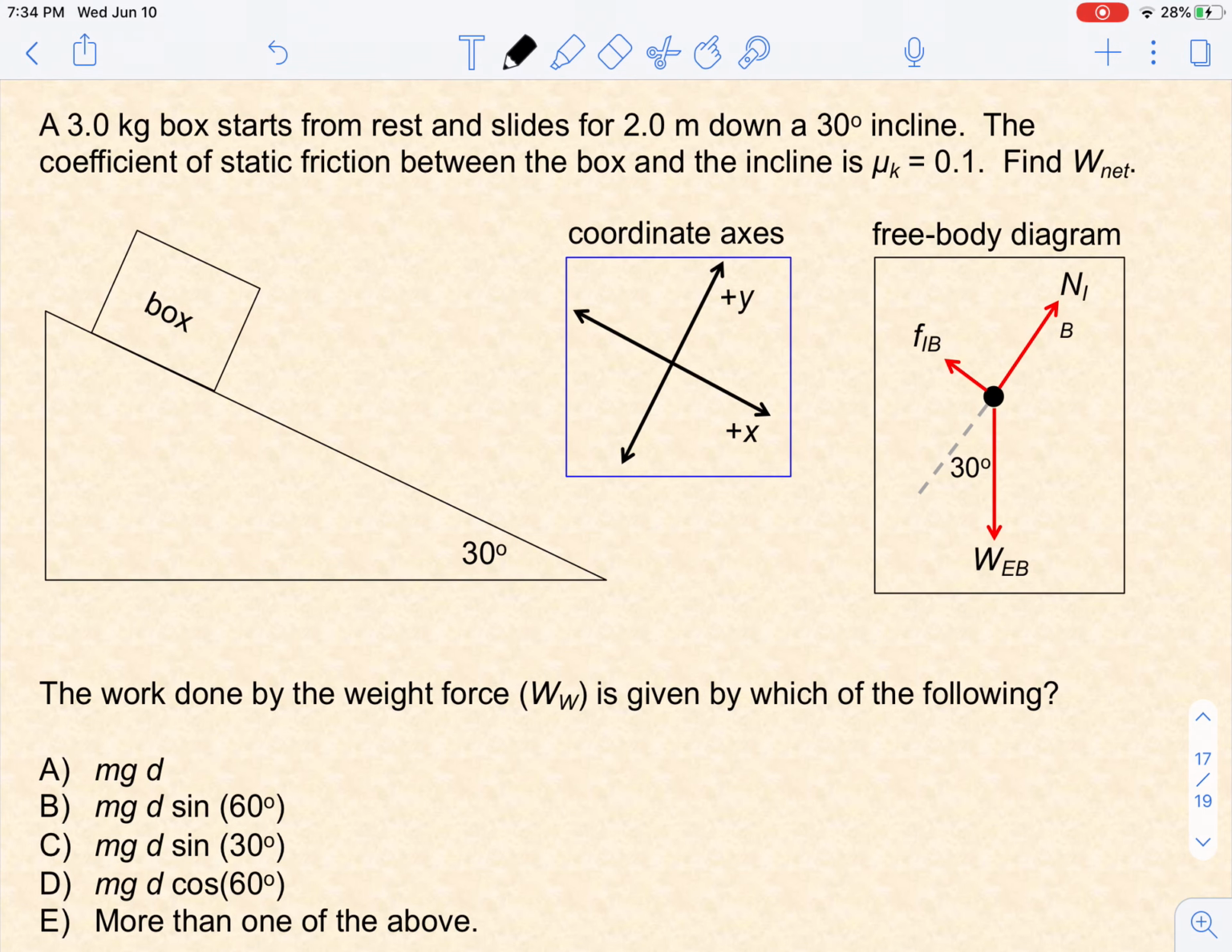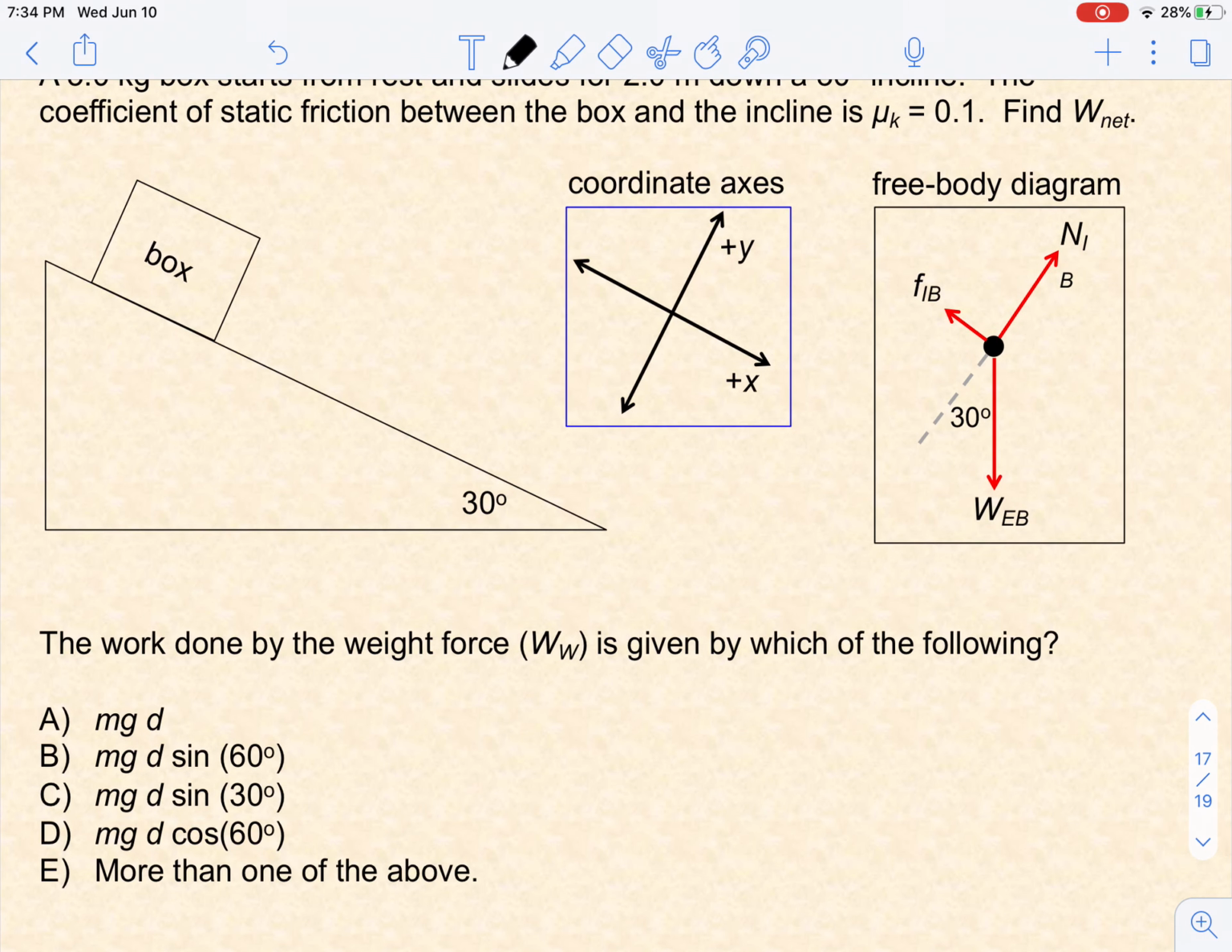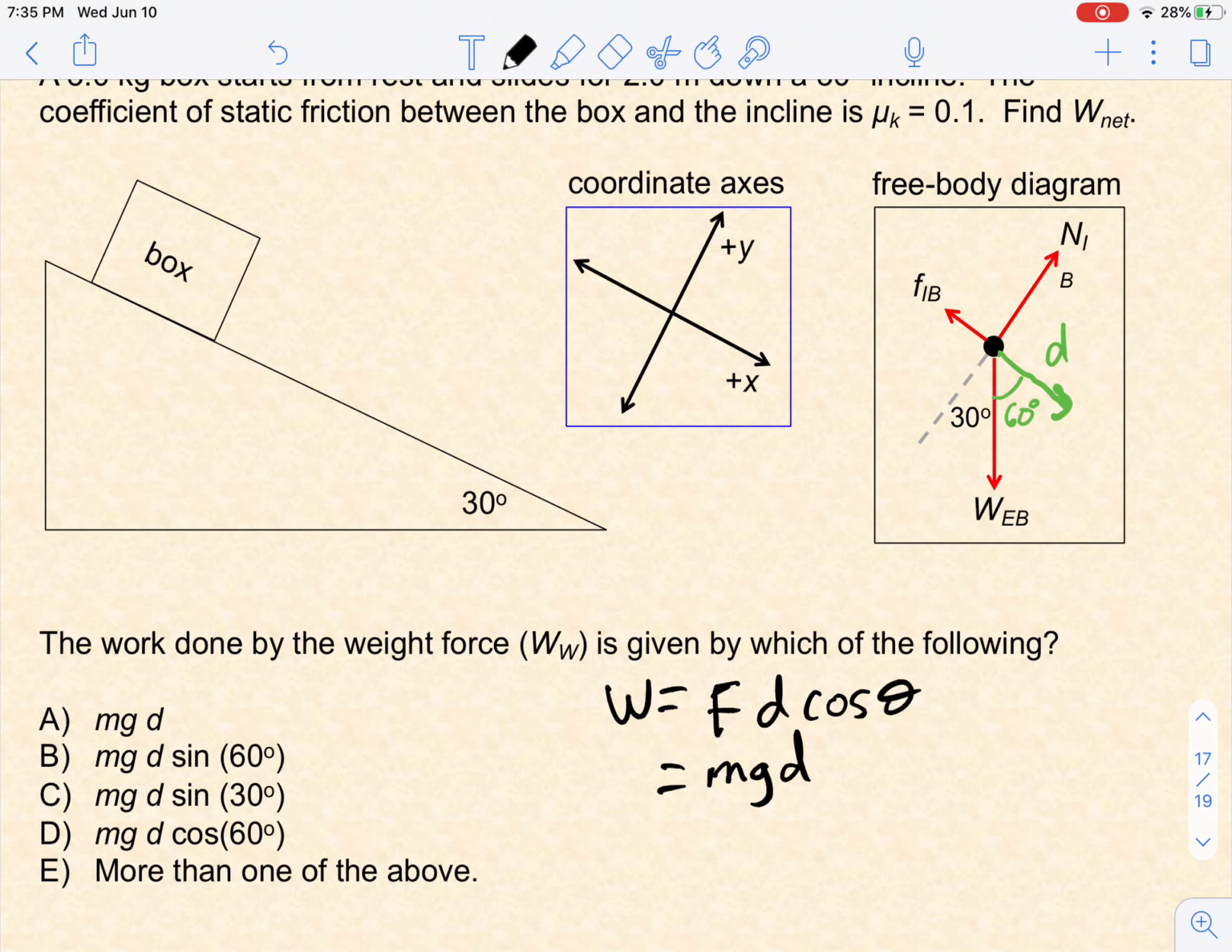Okay, so what about the weight force? Let's draw that displacement vector one more time here. And here is this angle. Now this angle plus this angle here that's indicated as 30 degrees right beside it, together they give me a right angle, correct? So that means this must be 60 degrees. Okay, so when I'm looking to figure out the work done by the weight, which equals force times distance times cosine of theta, the force is mg, the distance is d, and what is the angle between the weight and the displacement? Well, that's cosine of this angle, 60 degrees.